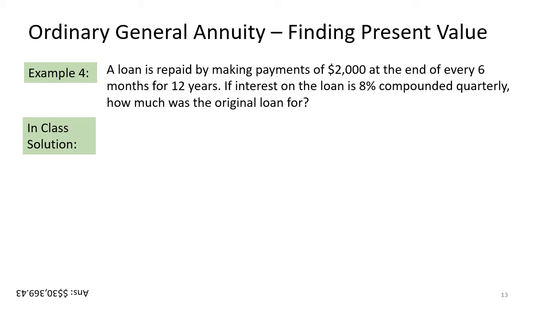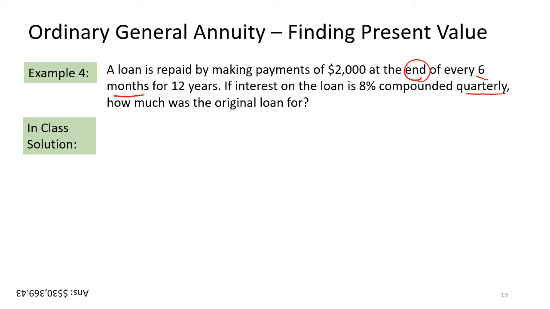A loan is repaid by making payments of $2,000 at the end of every 6 months for 12 years. If interest on the loan is 8% compounded quarterly, how much was the original loan for? So a couple things to notice here. Payments are every 6 months, which is semi-annually, and your interest on your loan is quarterly. Okay, so those are different. They're not the same, and payments are at the end of the month. So that means it's an ordinary general annuity.